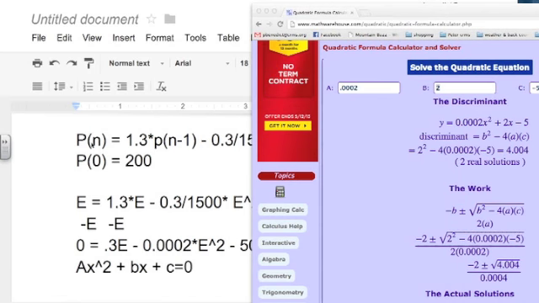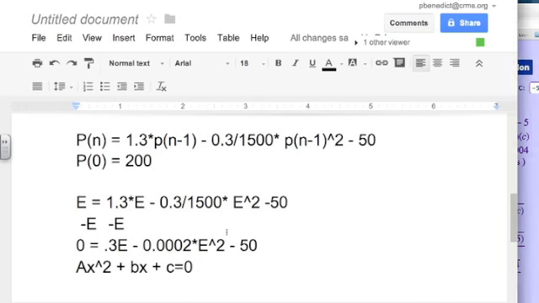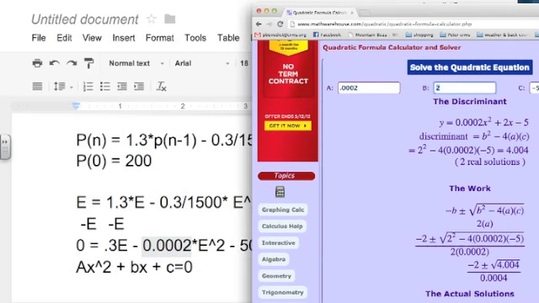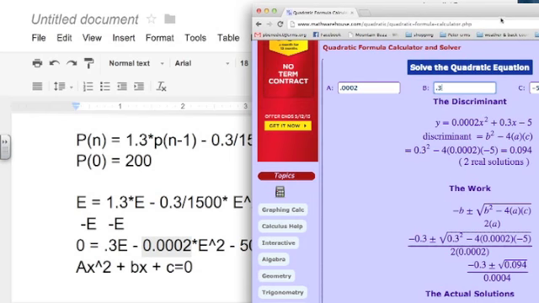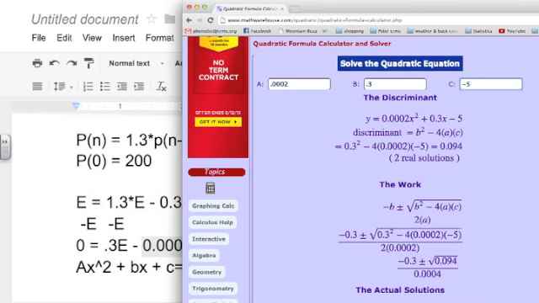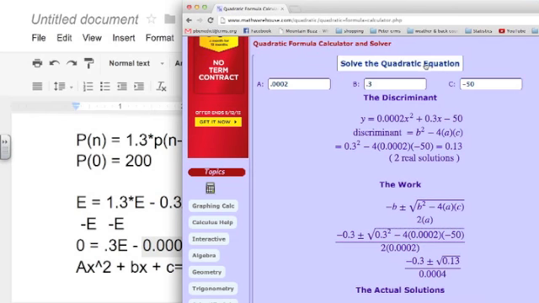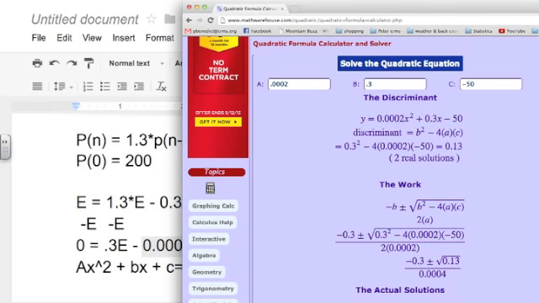Right. Well, I'm sorry. This behaves a little bit differently than my last one, the other recording program. But anyway, I turned 0.3 divided by 1500 into 0.002. I just divided those out so that I could have numbers. And then I can plug that in. So 0.002 goes here, 0.3 goes here, and negative 50 goes here. And I solve that quadratic equation.